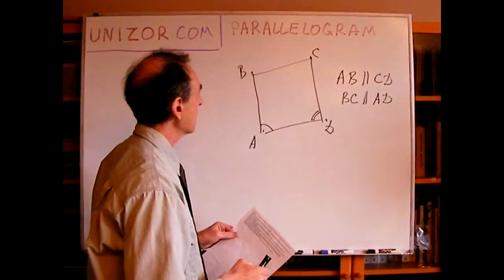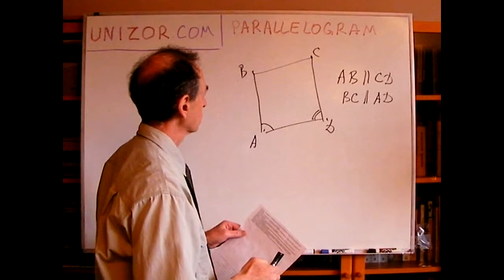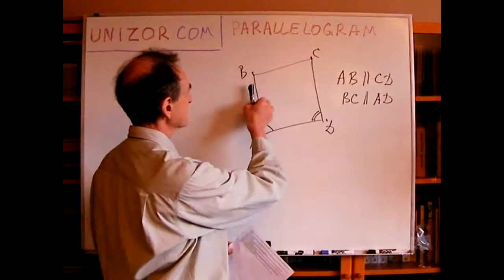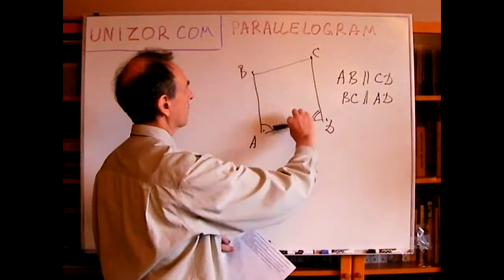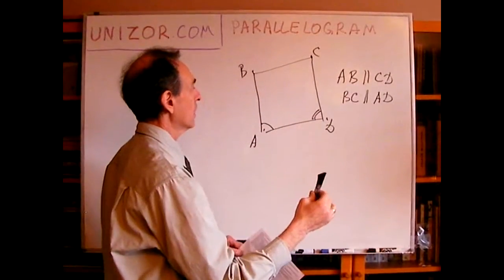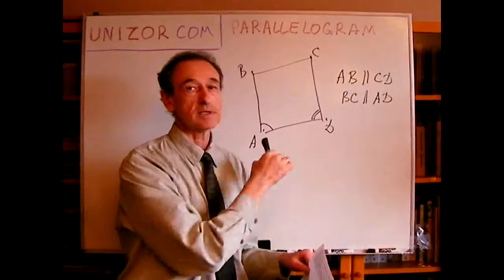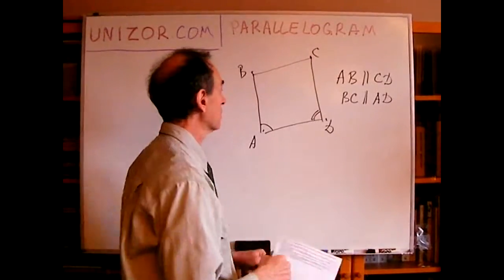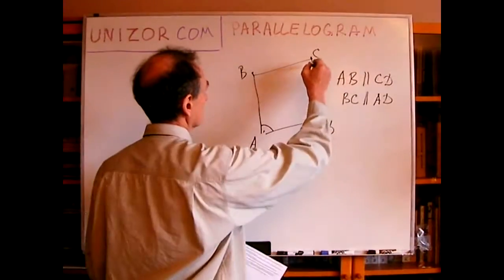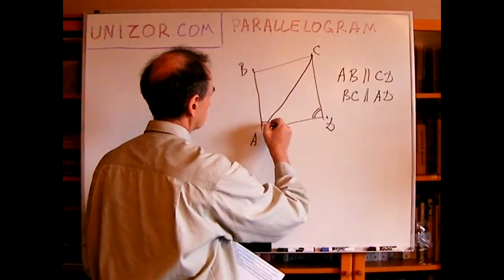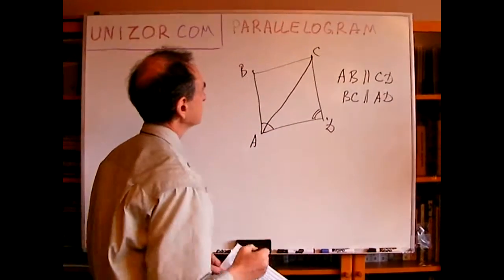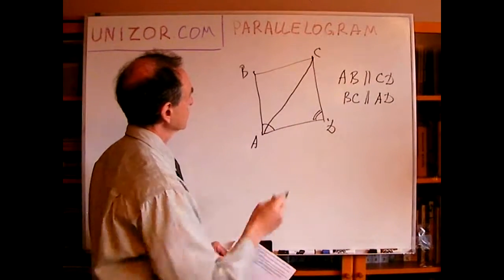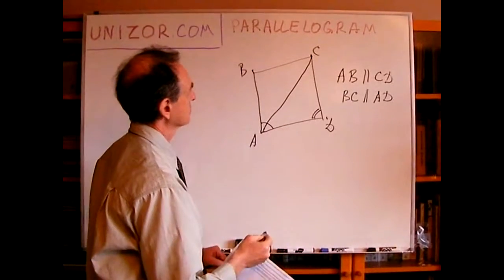Next, parallel sides are congruent. So we have this side parallel to this, and this parallel to this. This is given. But I have to prove that these sides also are congruent. Well, that's easy. Let's just draw a diagonal.